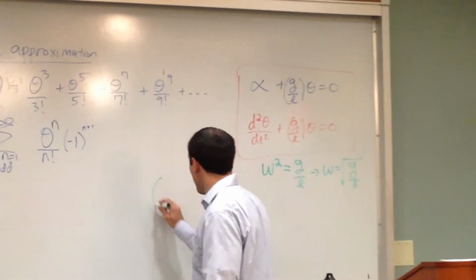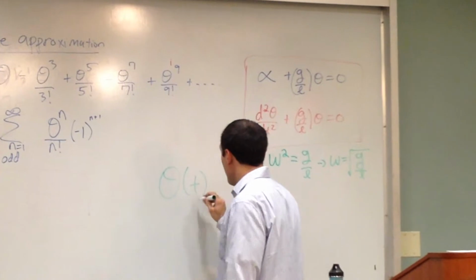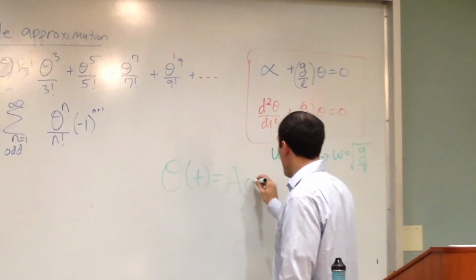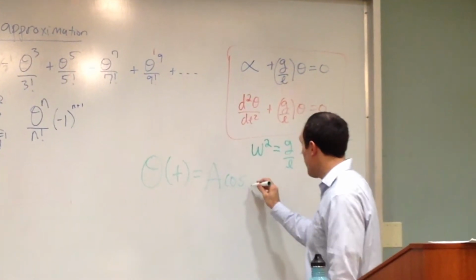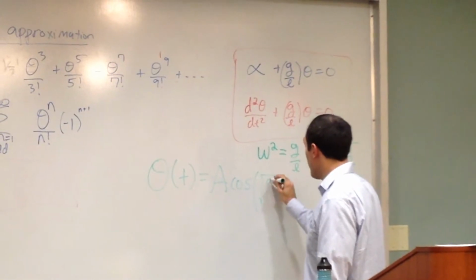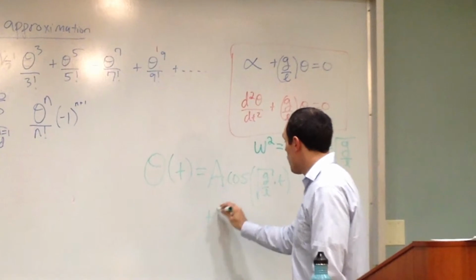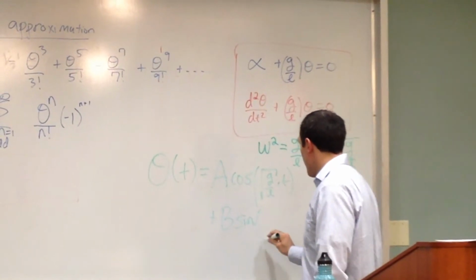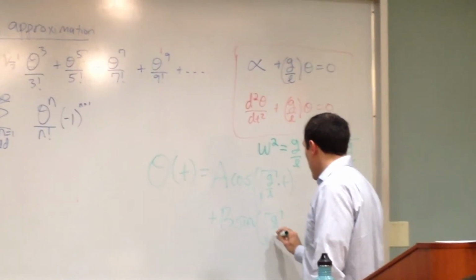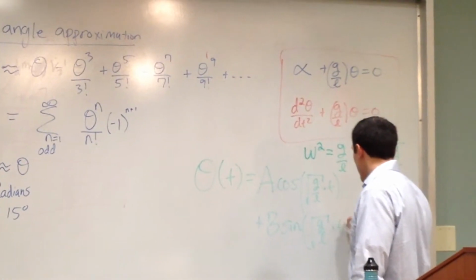And this equation tells me that theta at any time t is going to be a cosine of omega t, so let me write that specifically as the square root of g divided by L multiplied by time, plus b sine of the square root of g divided by L, times time.